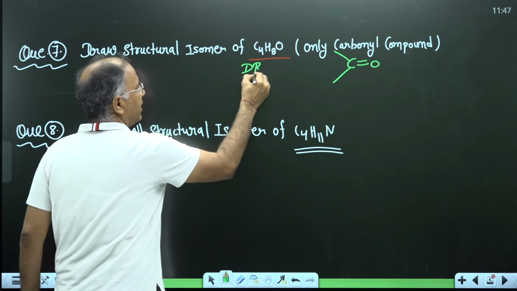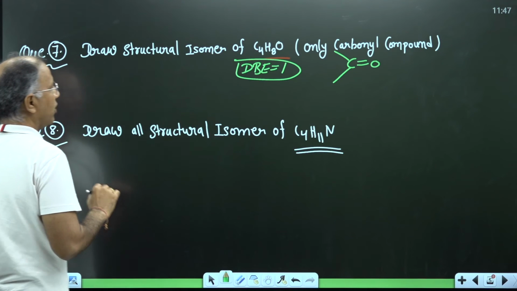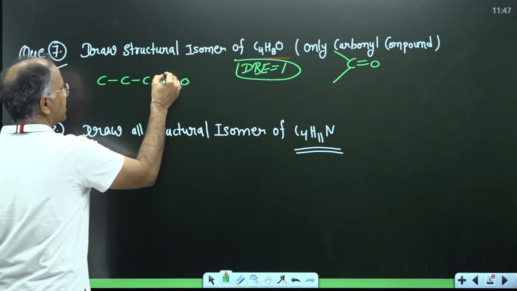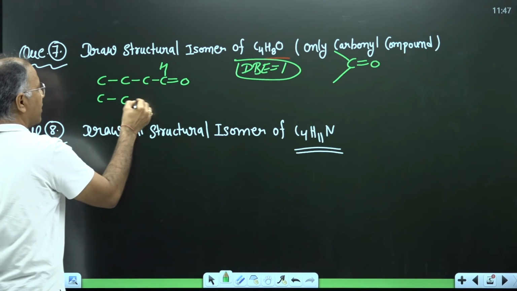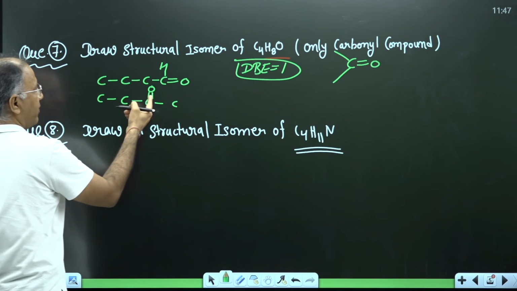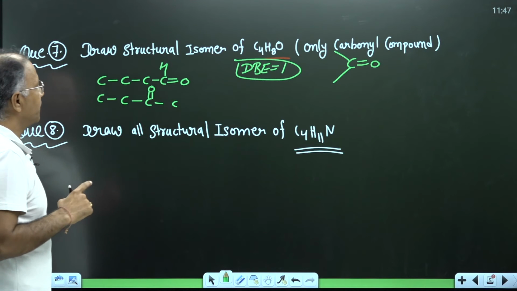C4H8O, what is the DBE of this? DBE is 1. And we have to draw only carbonyl compounds. So there is a 4 carbon chain. This is aldehyde. This is our ketone. And if I move this pi bond, we will get an identical isomer.